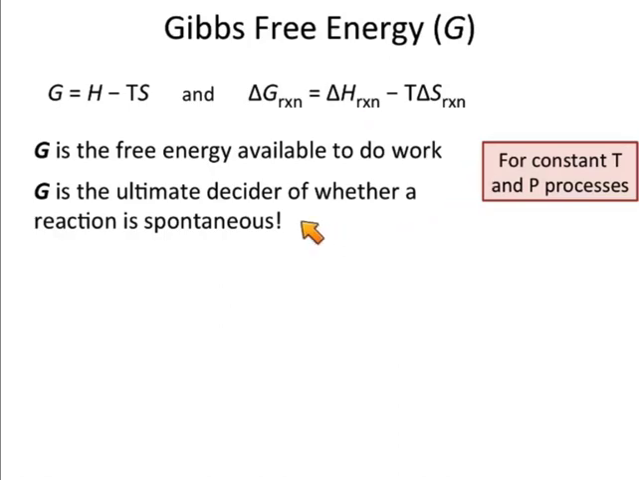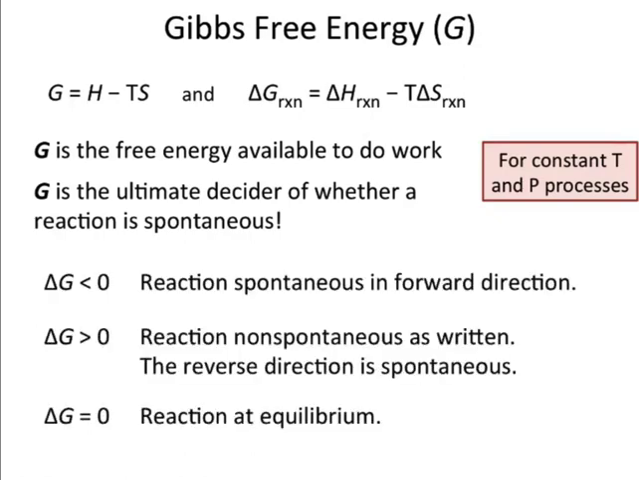Again, delta G is the ultimate decider of whether some reaction is going to be spontaneous. If your reaction has a negative delta G, then it's going to proceed spontaneously forward. That's easy. If your delta G is positive, then your reaction's not spontaneous as written. However, if you flip the reaction, you're going to flip the sign of delta G, and so that implies that if you have a positive delta G, the reverse reaction is going to happen spontaneously. And then at equilibrium, delta G is 0. That hopefully makes sense.